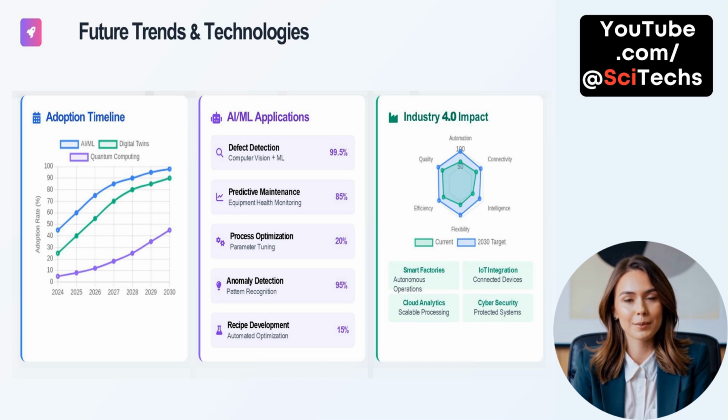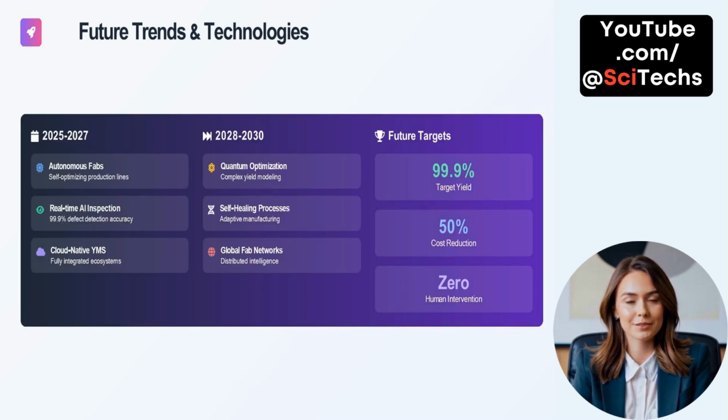Automated recipe development is also taking hold at 15%. These capabilities contribute to Industry 4.0 goals: higher automation, intelligence, connectivity, and flexibility by 2030. Supporting pillars include smart factories, IoT integration, scalable cloud analytics, and robust cybersecurity, all driving quality, efficiency, and future-ready manufacturing systems. Future trends and technologies.